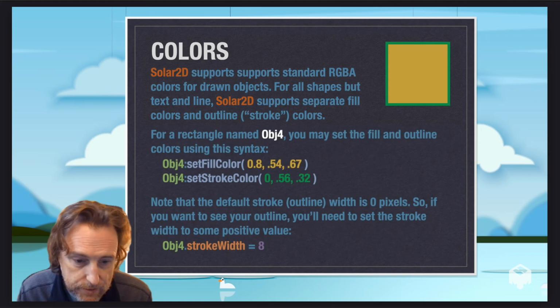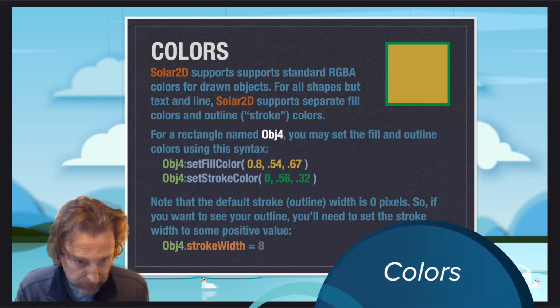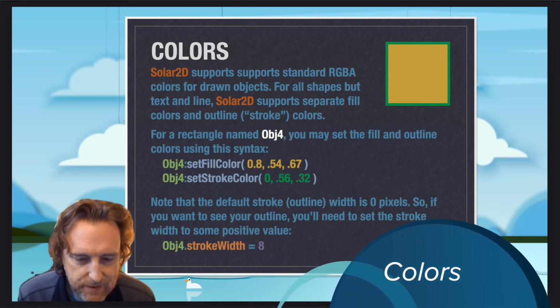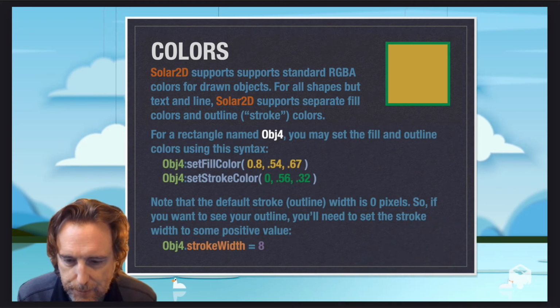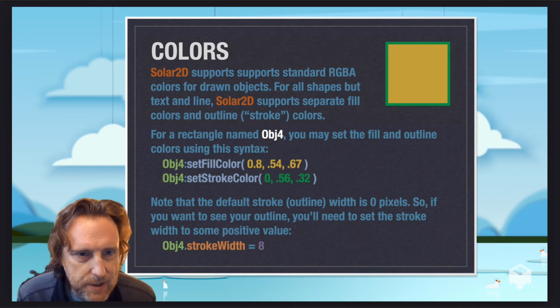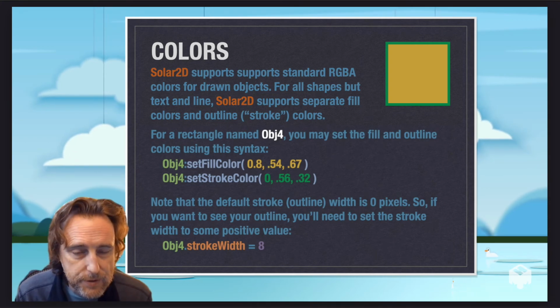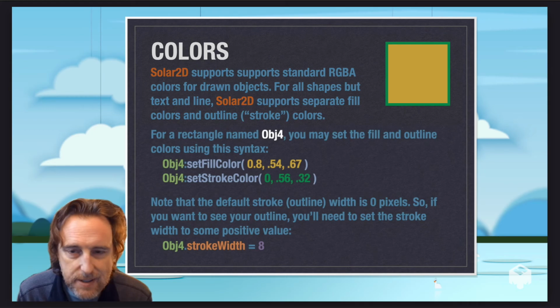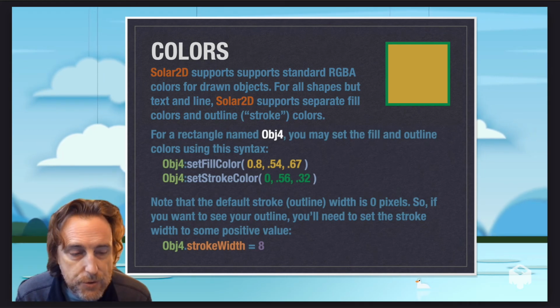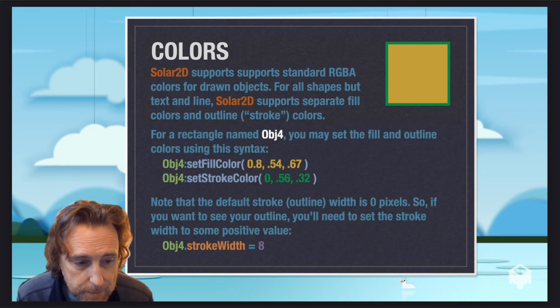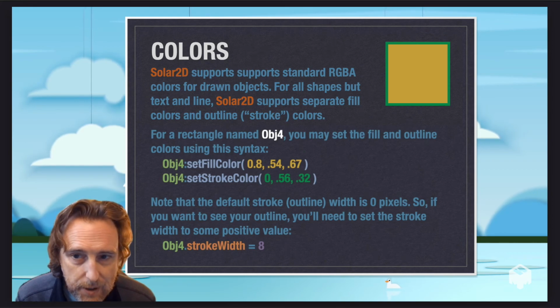Oh, I skipped colors. Sorry, colors. Let's talk about colors and then gradients, and then we'll jump over to Draw to Code and do some of this stuff. So we already know this because we've done it. You can fill shapes with a color, and you can set the outline color. Those are 2 separate colors. It's one shape, but you can give it 2 separate colors.